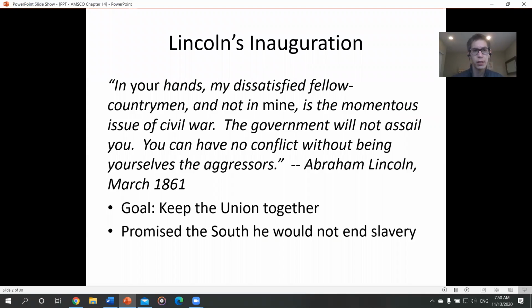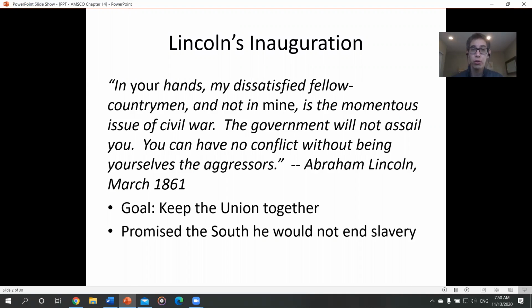Lincoln famously said in his inauguration, "In your hands, my dissatisfied fellow countrymen, and not in mine, is the momentous issue of civil war. The government will not assail you. You can have no conflict without being yourselves the aggressors." You can see here that his goal is clearly to keep the Union together. His goal is clearly to avoid civil war, but he's also kind of saying it's up to you.